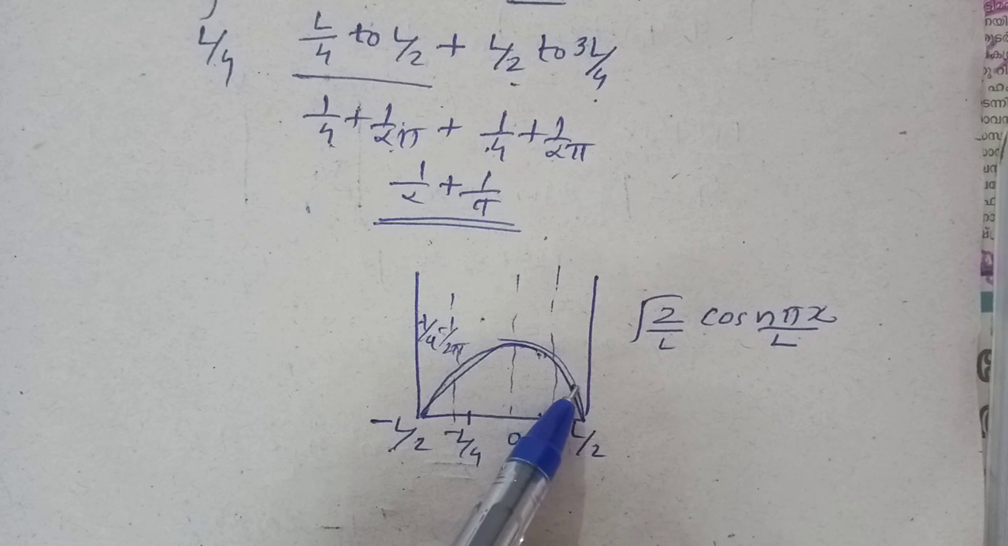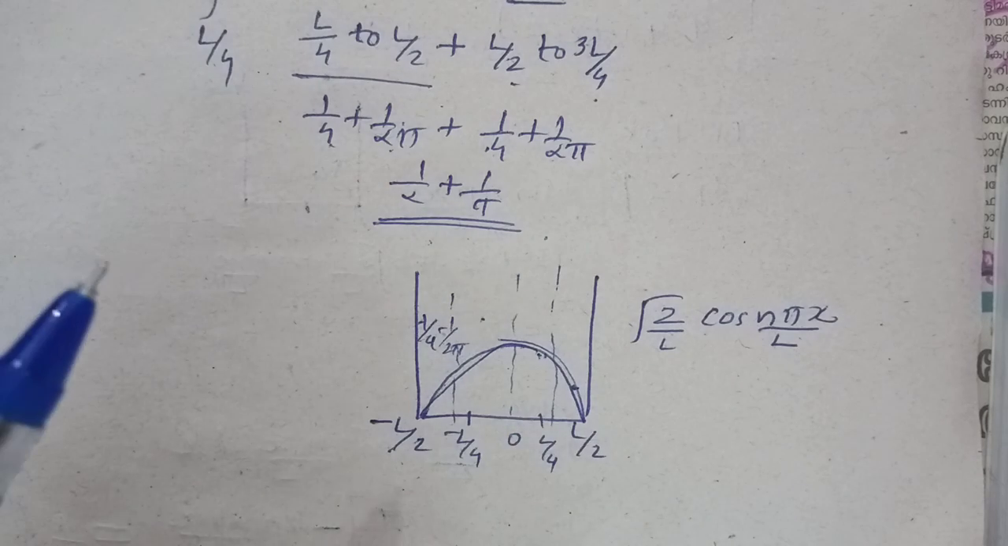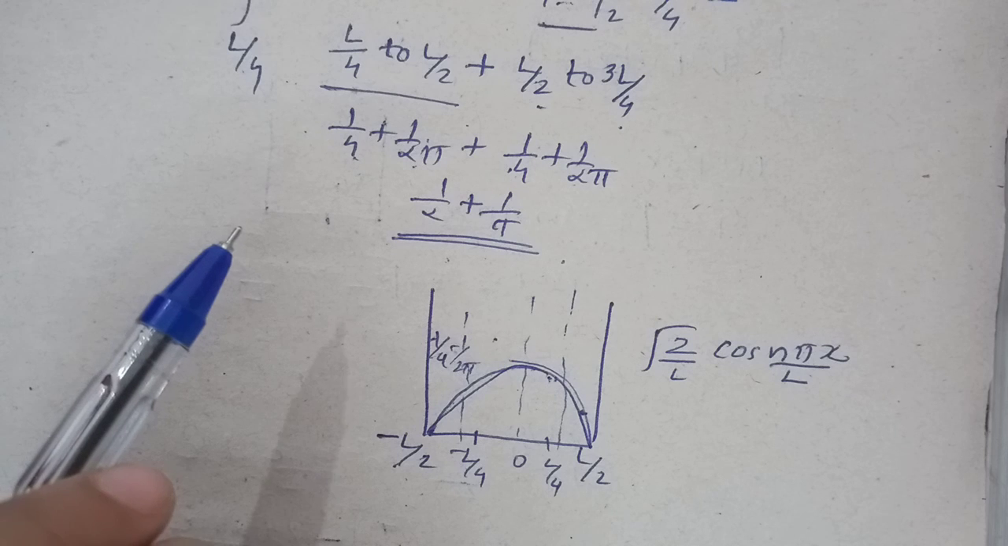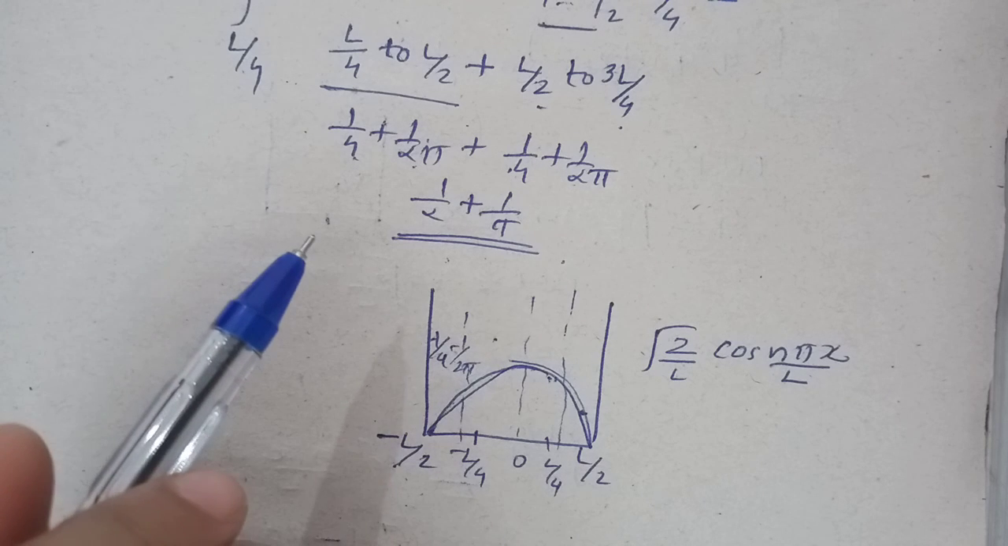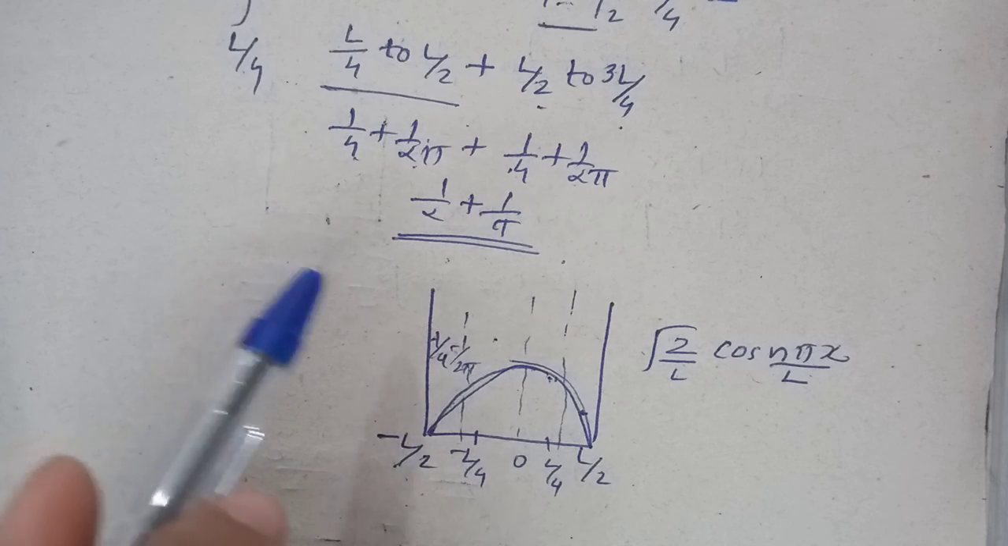So that is how to find the probability in a one-dimensional box. So you have the idea to find the probability.